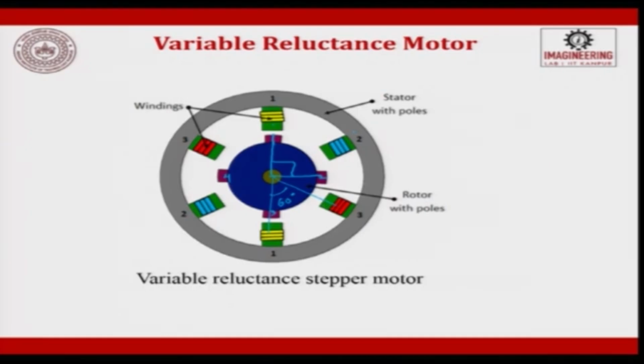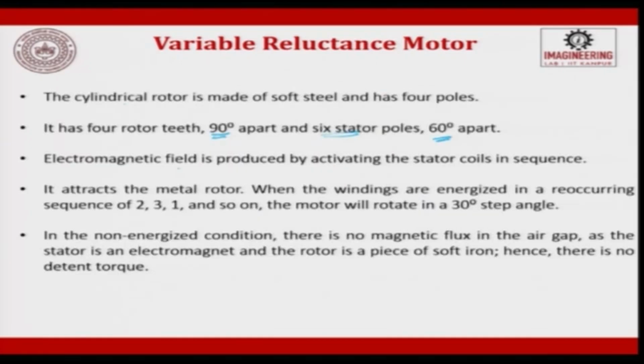The electromagnetic field is produced by activating the stator coils in sequence. The sequence can be 1, 2, 3, 4 or whatever it is. It attracts the metal rotor when the windings are energized in a recurring sequence of 2, 3, 1 and so on. The motor will rotate 30 degrees in step angle.